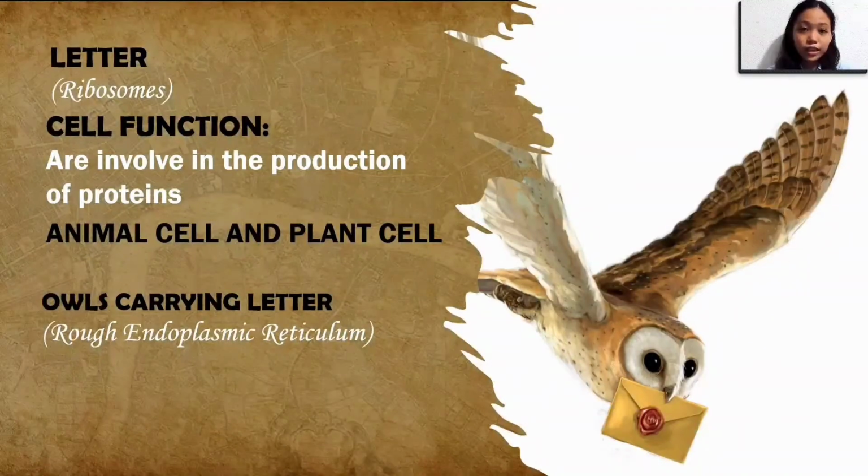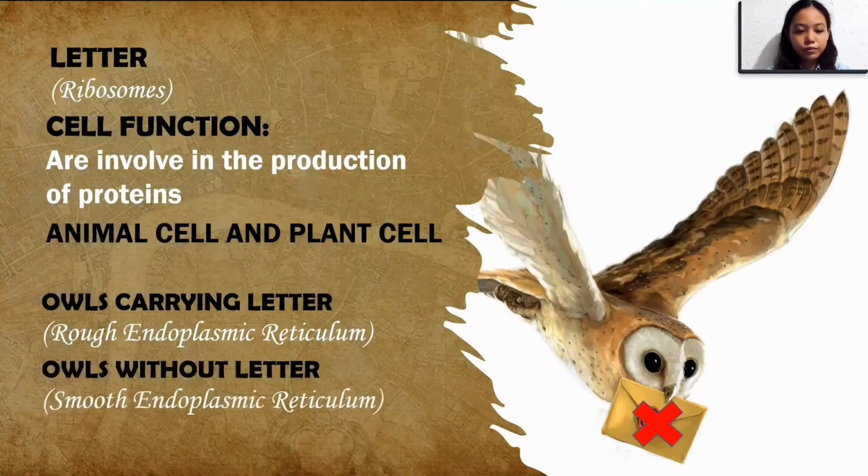Sometimes, the owls carry letters, which I relate to rough endoplasmic reticulum, because rough ER has attached ribosomes and is in charge of manufacture of glycoproteins. However, there are times that the owls don't have letters. They don't carry letters, which I connect to smooth ER, because smooth ER doesn't have attached ribosomes.